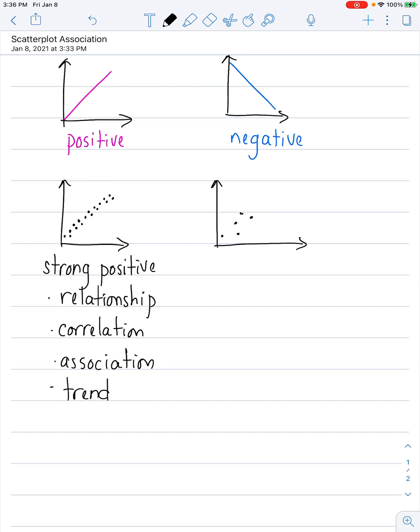So I want you to draw these dots. They're still going to be increasing, but they're not going to be as tight together. They're kind of going to be loose. So if they're a little bit farther apart, we say these two things have a weak positive. I'm going to use the word relationship, but I could also use correlation, association, or trend. It all means the same thing.